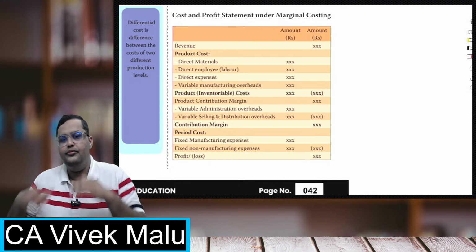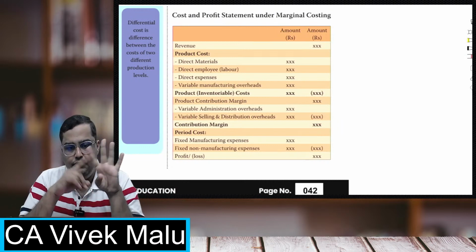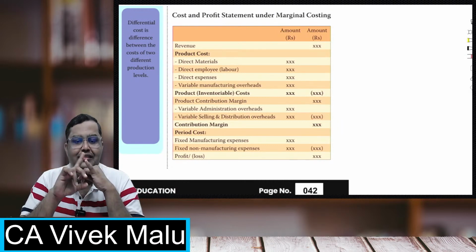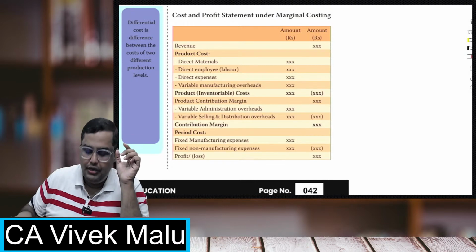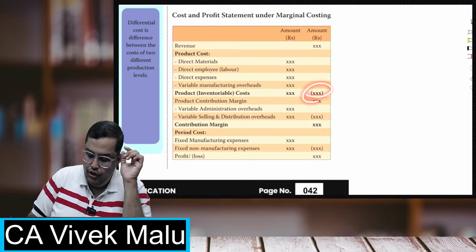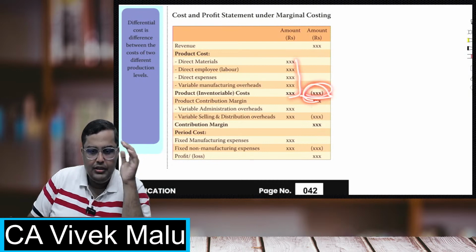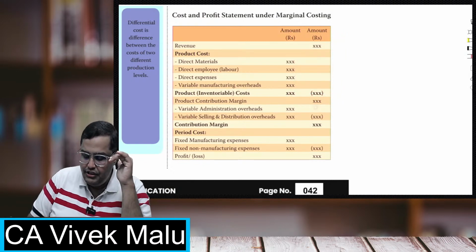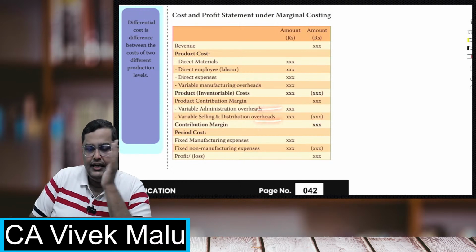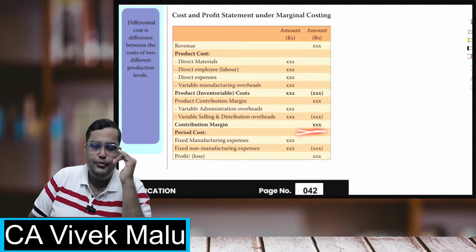So from sales, first reduce four items: direct material, direct labor, direct expenses, and variable manufacturing overheads. You are reducing the product cost. So from sales, if I reduce the product cost, I'll get the product margin. From product margin, reduce the other variable costs like variable administration overhead and variable selling and distribution overhead. You get the contribution margin.